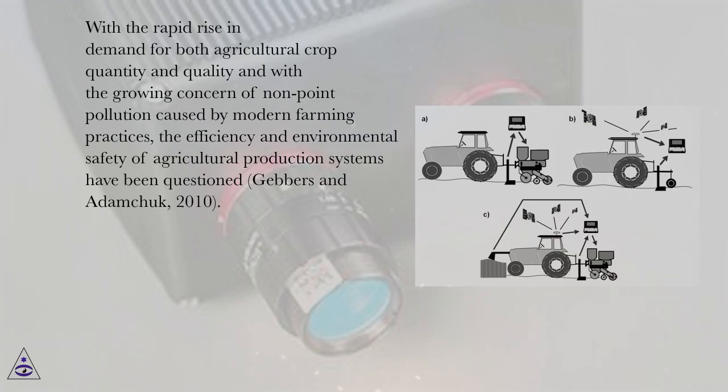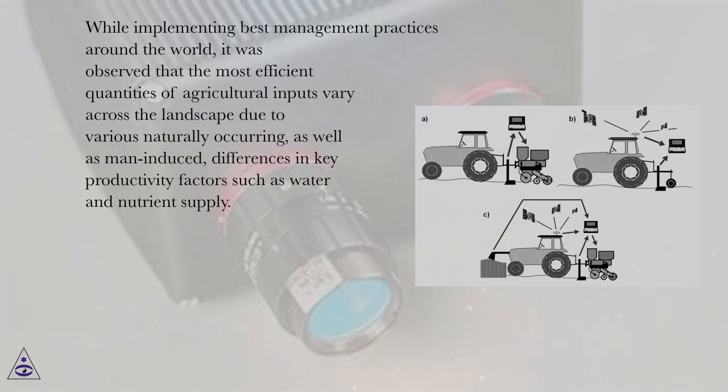Introduction. With a rapid rise in demand for both agricultural crop quantity and quality, and with a growing concern of non-point pollution caused by modern farming practices, the efficiency and environmental safety of agricultural production systems have been questioned. Gebbers and Adamchuk, 2010.